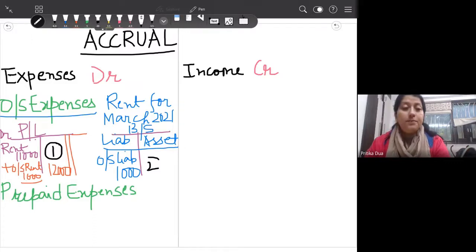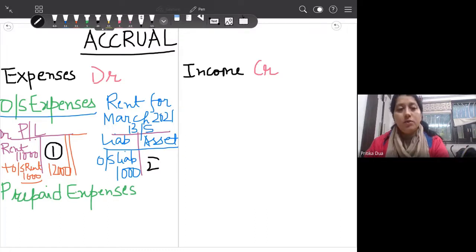So first have a look at this. If you are clear with this, then I'll move to the next adjustment. Is this clear? Any doubt? Outstanding expenses are added in the P&L account on the debit side, and outstanding expenses appear in the balance sheet under the liabilities side. क्लियर मैम.